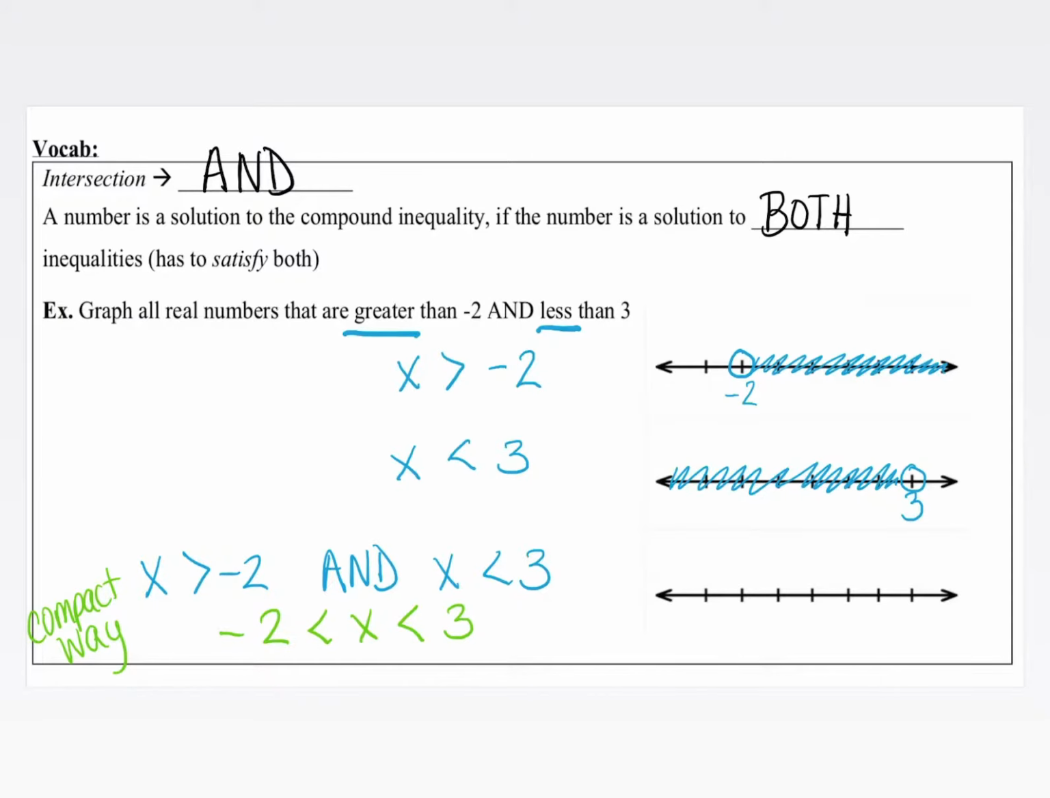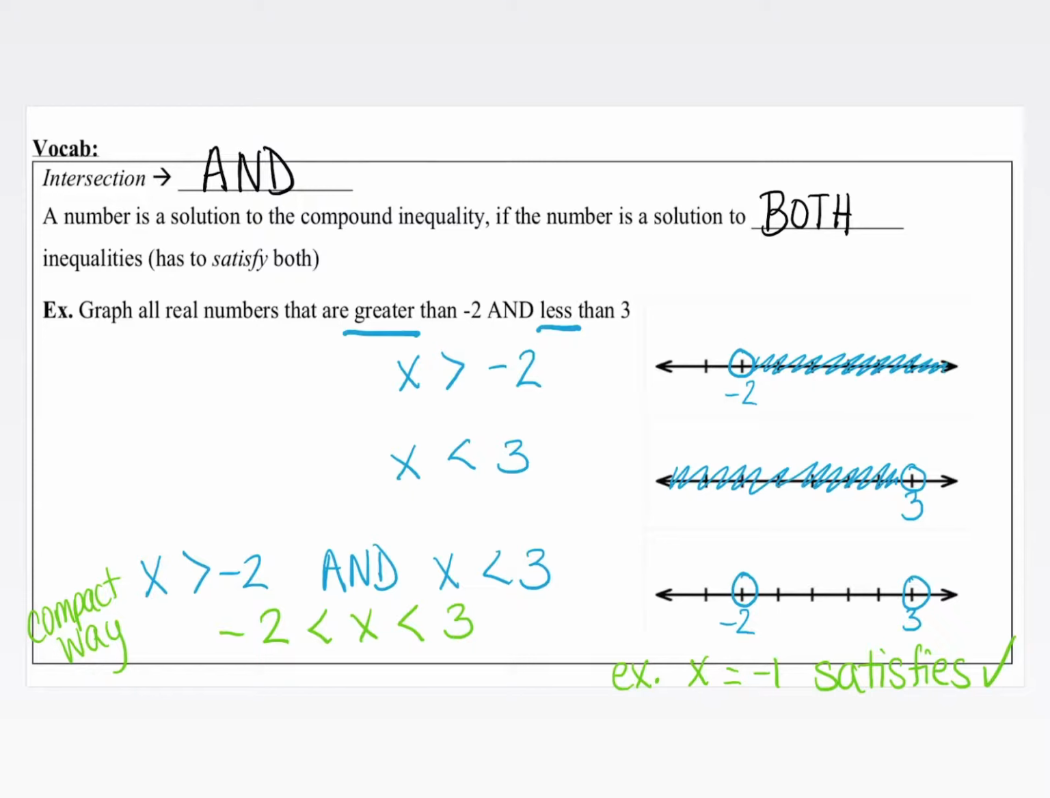So on my graph, I'm going to label where my -2 is and where my 3 is. We know that they're both open circles because of the inequalities. It's strictly greater than and strictly less than, but we need to determine where we can actually shade on our graph. So if we think of an actual example that satisfies that's both greater than -2 and less than 3, let's think of an example such as when x equals -1. That satisfies both inequalities. It is greater than -2, but it's also smaller than 3.